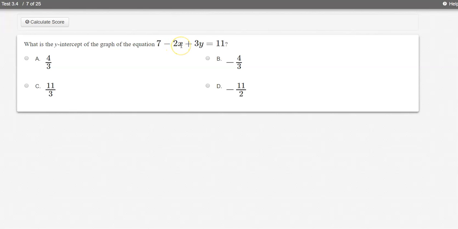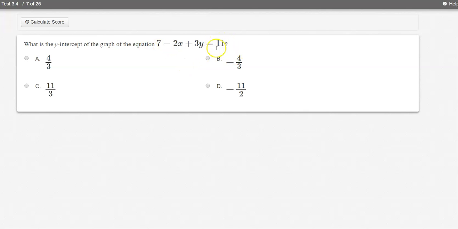Minus 2x will be minus 2 times 0. A y-intercept will have a 0 for the x-coordinate. Every point on the y-axis has a 0 for the x. So you can eliminate this term and then solve the rest of this equation.